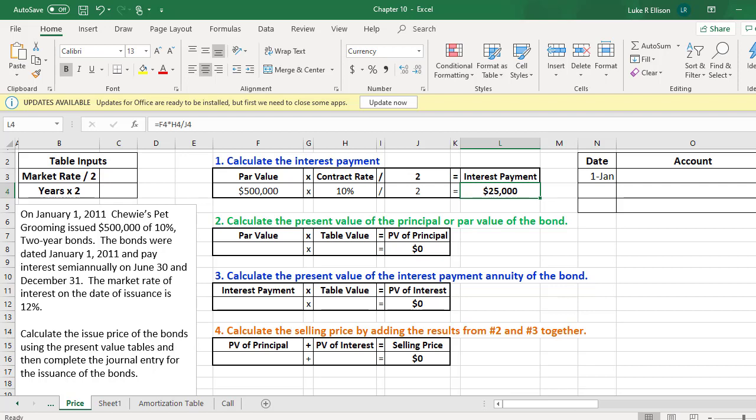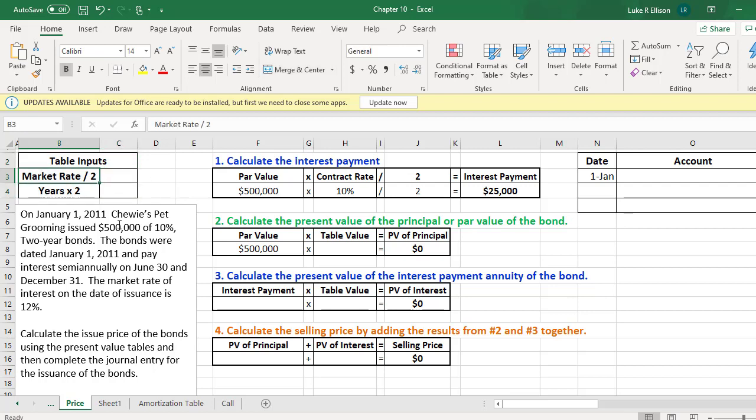Next, we need to calculate the present value of the principal, which is the par value times some table value. So first, the par value is again $500,000, just like it was last time. But now we need the table value. But first we need to determine the table inputs. So that's over here. And when we say table, we mean it's going to be some present value table, which I'll bring up in just a moment.